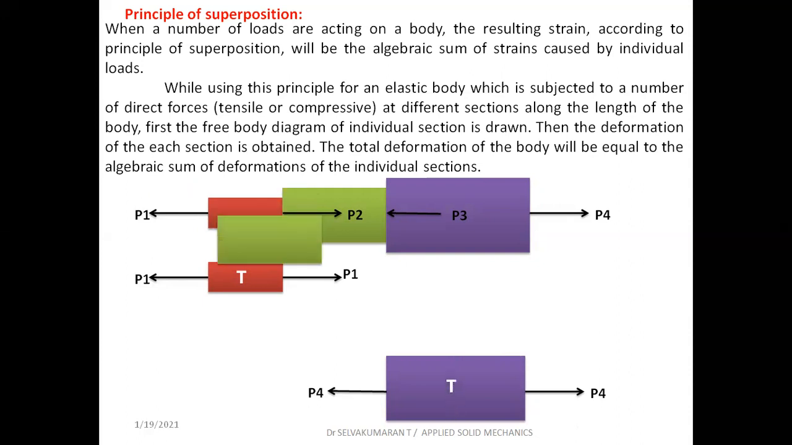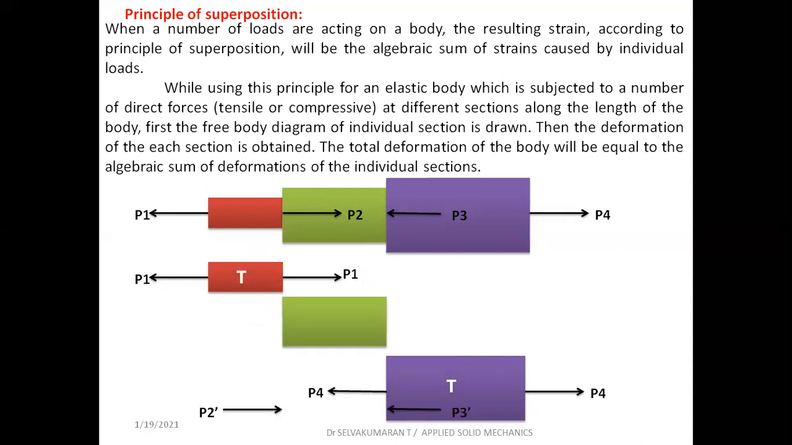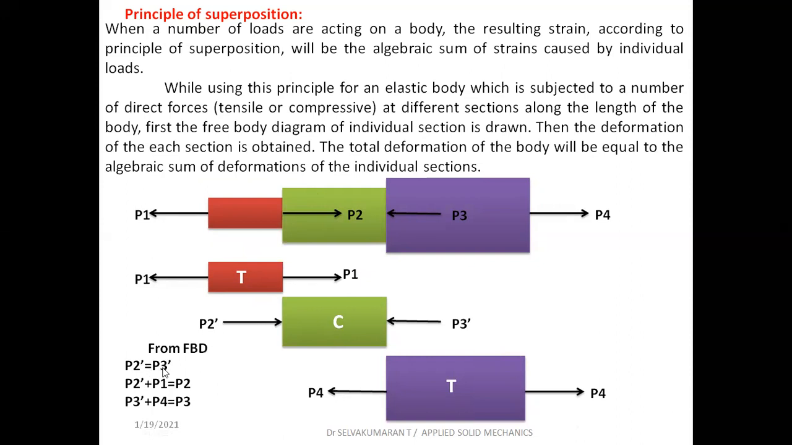If you go to the middle portion, let the force acting on the section on left hand side be P2 dash, and here P3 dash. P2 dash is equal to P3 dash, and P2 dash plus P1 will be equal to P2, and P3 dash plus P4 must be equal to P3, and this is subjected to compressive force C.